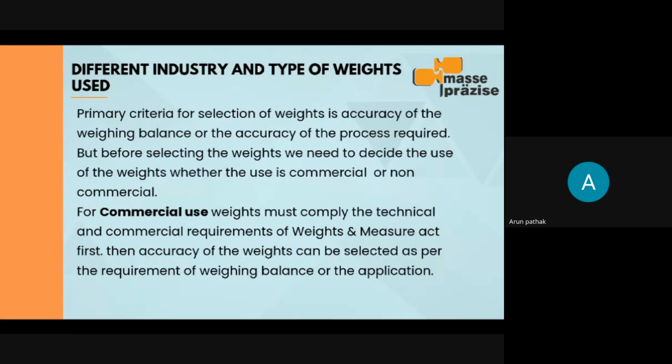After deciding the type of use, most important is the accuracy of the weighing instrument. So if you are going to use the weights for verification of a weighing balance, then the accuracy of that weighing balance is the primary criteria for selecting the accuracy of the weights. As a general rule, accuracy of the weights needs to be at least 3 times better than that of the weighing balance. So suppose a weighing balance has an accuracy of 1 milligram, then the weights need to have an accuracy of 1 by 3 milligram, that is 0.3 mg.